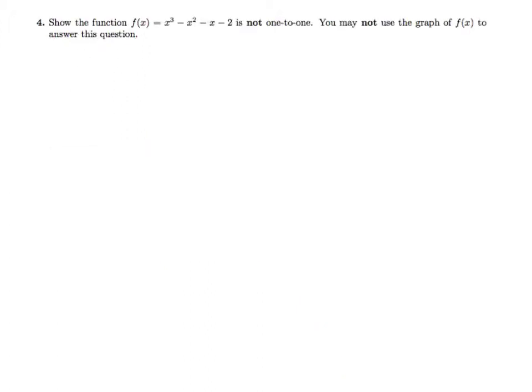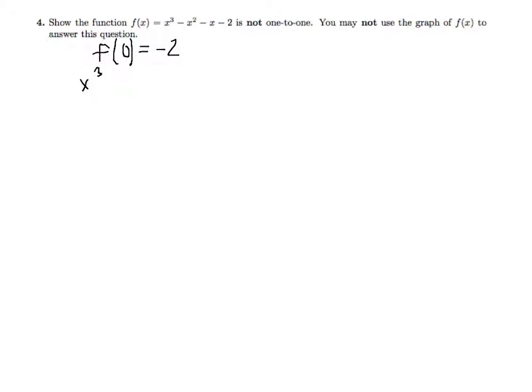Okay, this is problem number 4. It says show the function f of x equals x cubed minus x squared minus x minus 2 is not 1-to-1. You may not use the graph to answer this question. So when we're talking about functions being 1-to-1, we know that for every y, there has to be only one x. So we're going to try to prove that it's not 1-to-1. So let's say x is 0. So f of 0 equals negative 2.